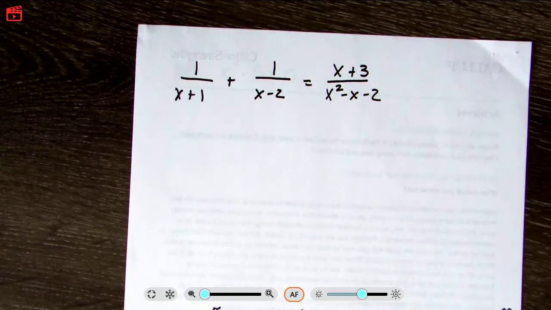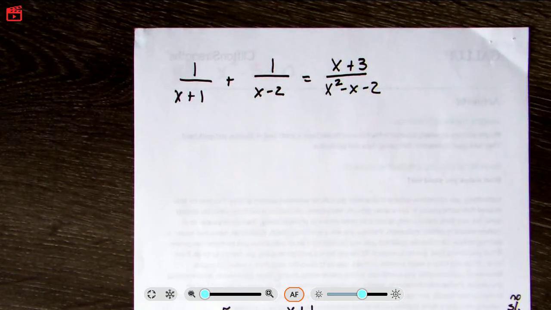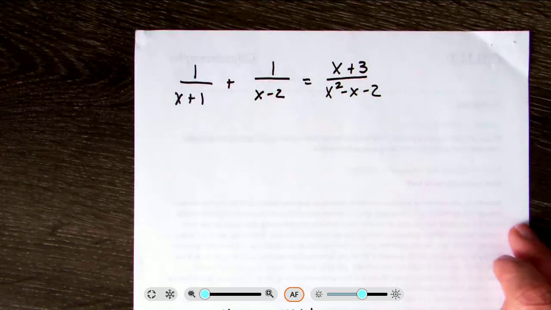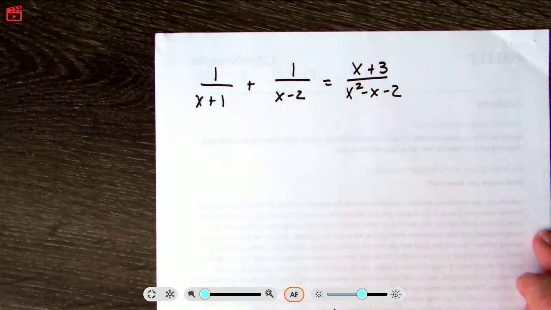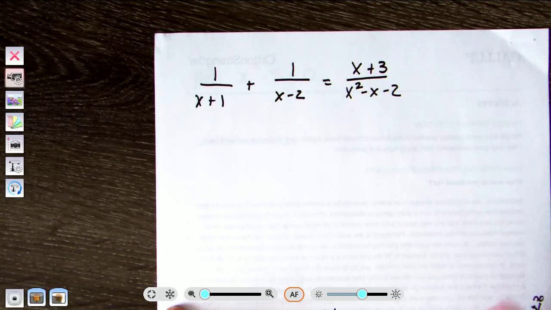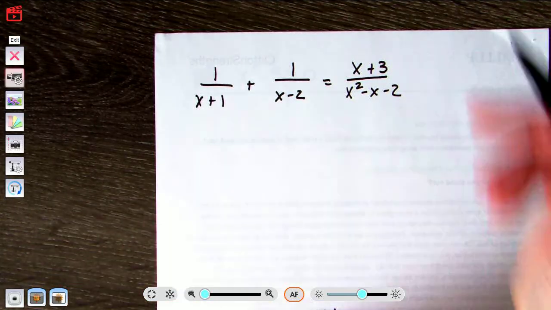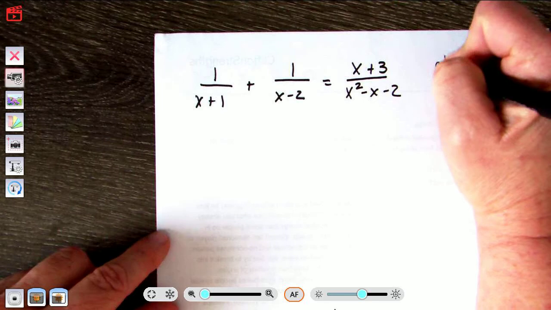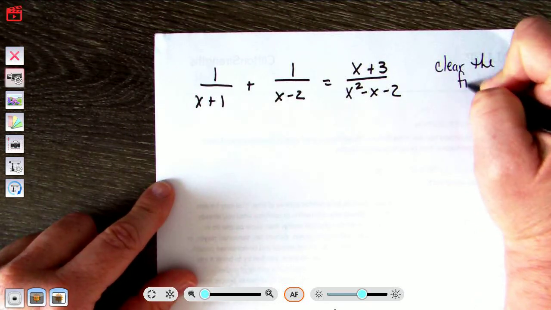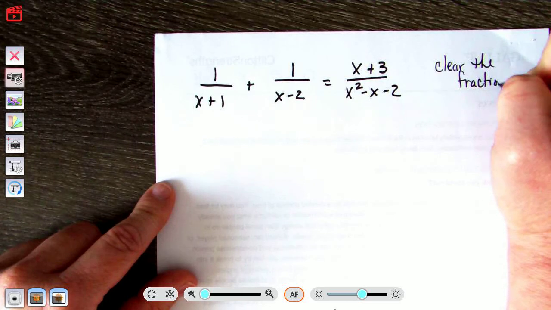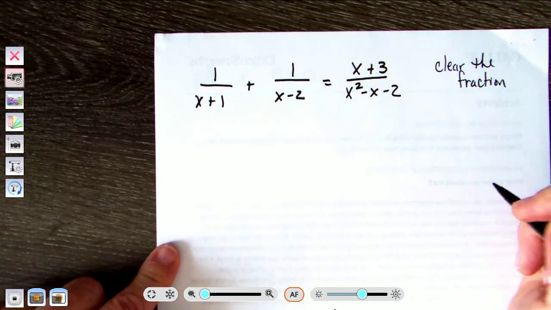All right, here's another one. Again, we just made a step up is all we've really done. And I want to remind you that this is nothing more than a bunch of fractions. So what we are going to do is clear the fractions. And to do that, we need that common denominator.